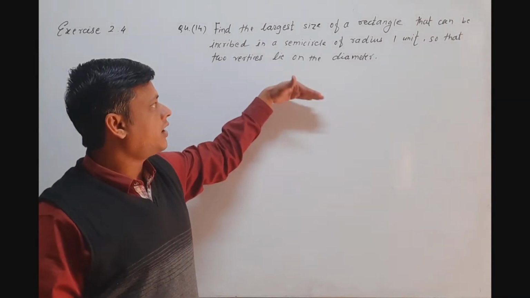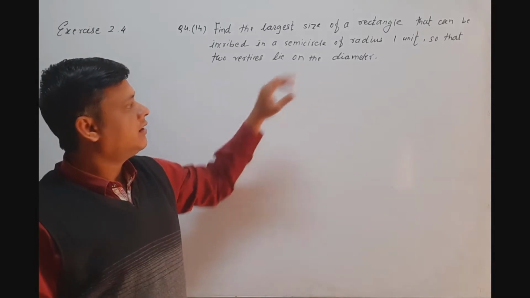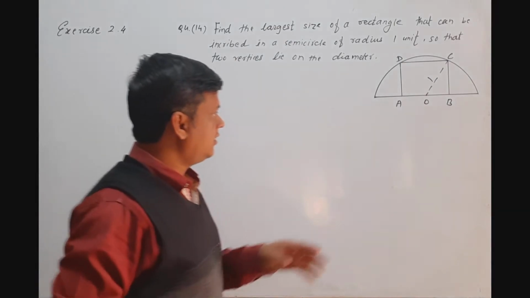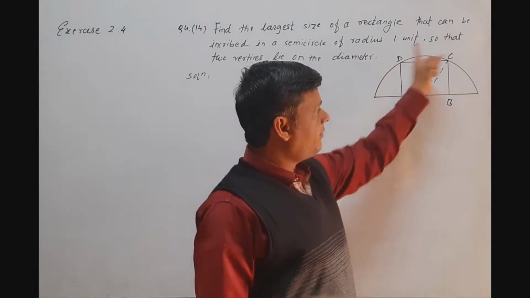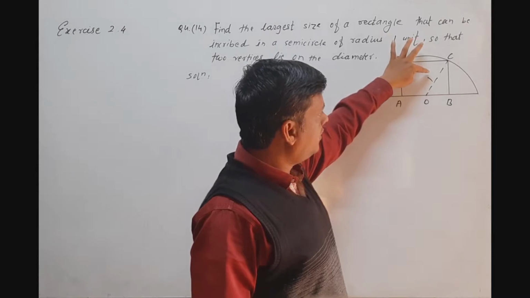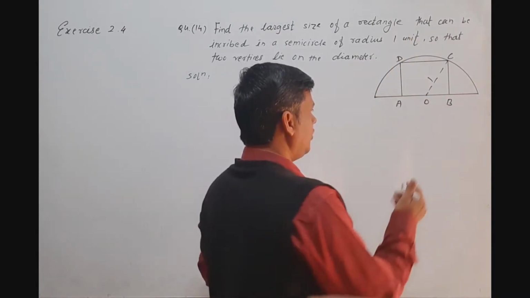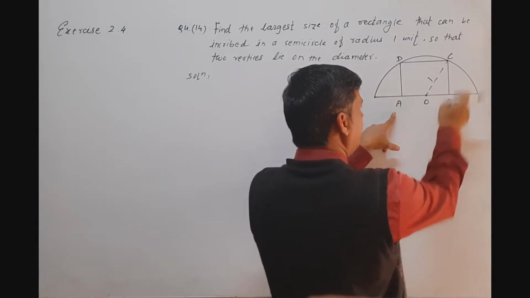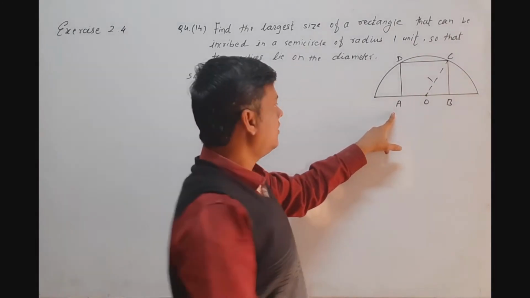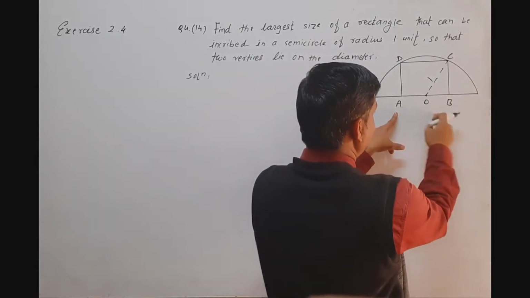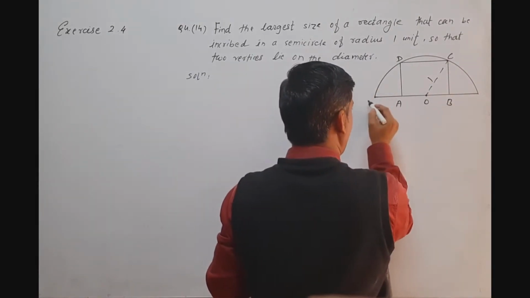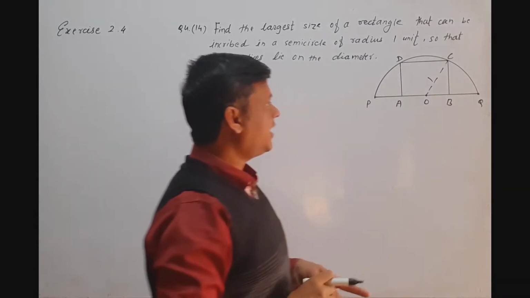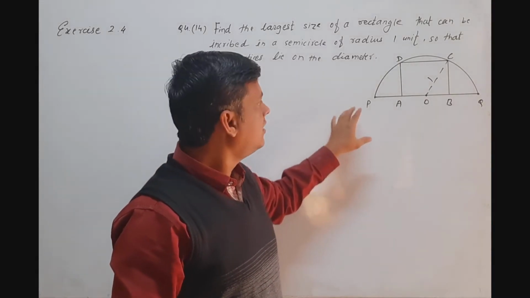So we draw here a rough sketch for the rectangle. Now see here, we consider a semicircle of 1 unit. Here O is the center of this semicircle. Then we consider ABCD as a rectangle whose two vertices lie on the diameter. Suppose this diameter is PQ. So this AB lies on the diameter of this semicircle.